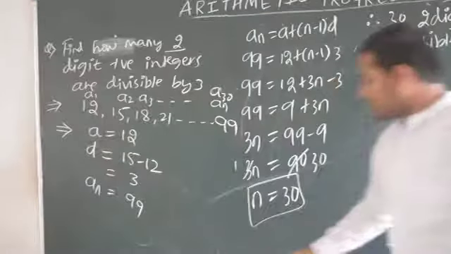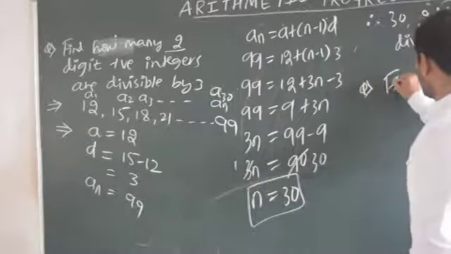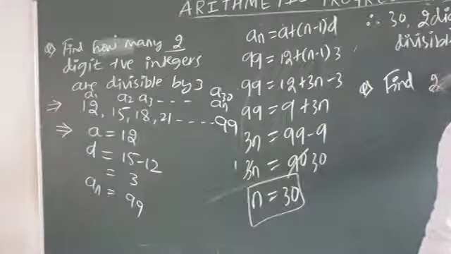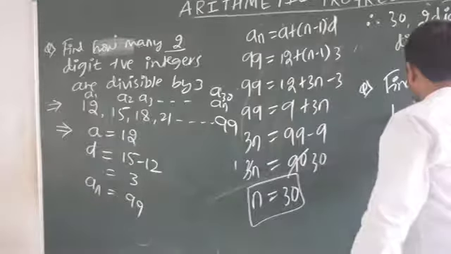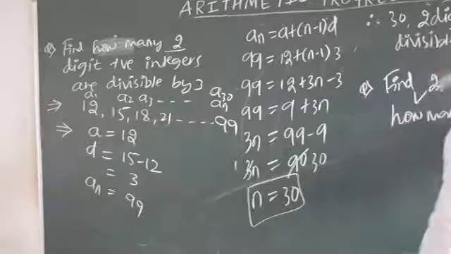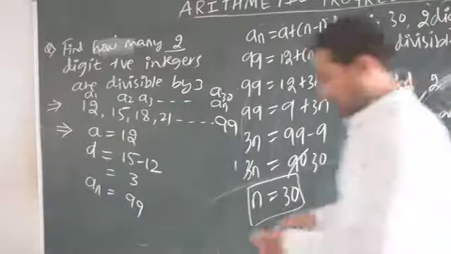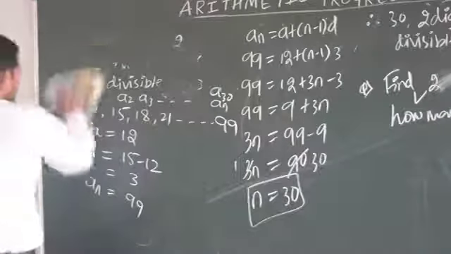Okay, let me give you another question now. You have to solve this. Okay, let us take this question. Find how many 2 digit numbers are divisible by 4. Do this question. Okay, very important question, very simple also. You can solve it without any trouble. Write down the question you have to solve.